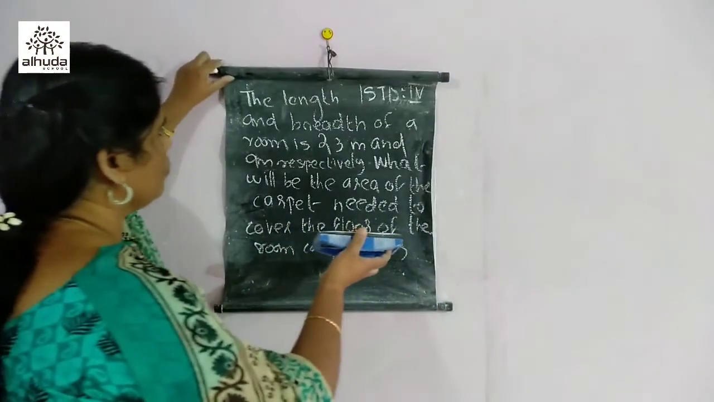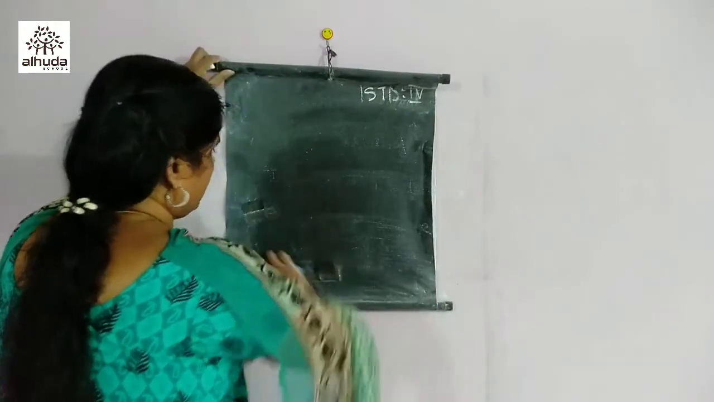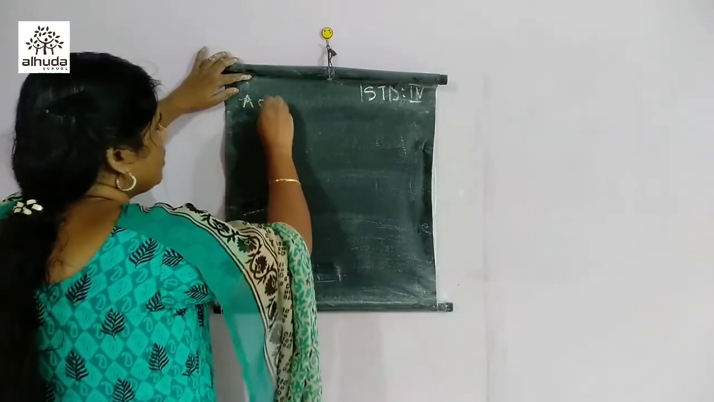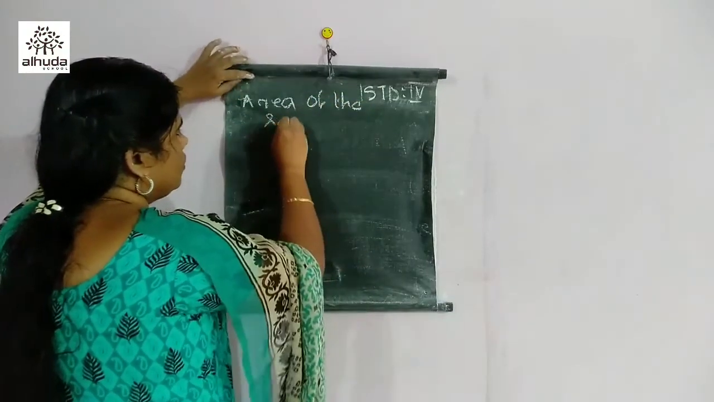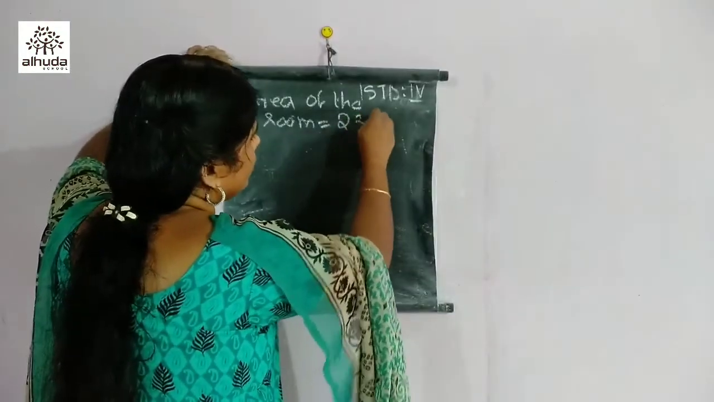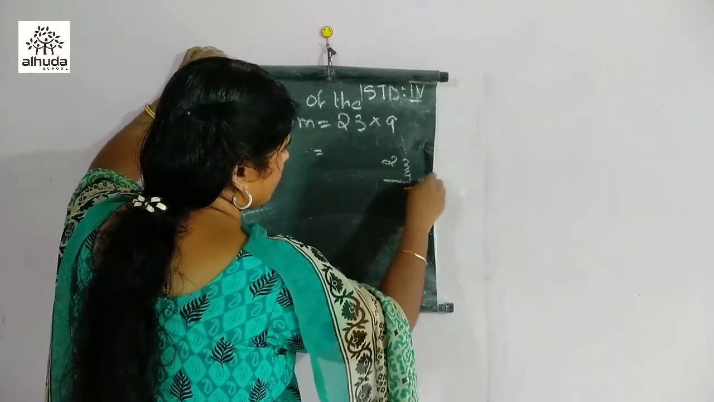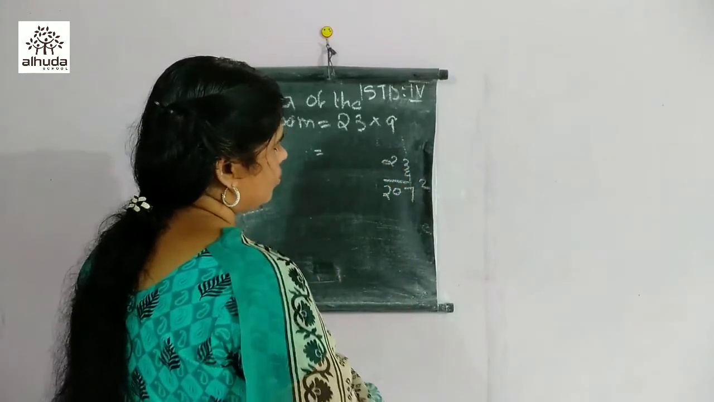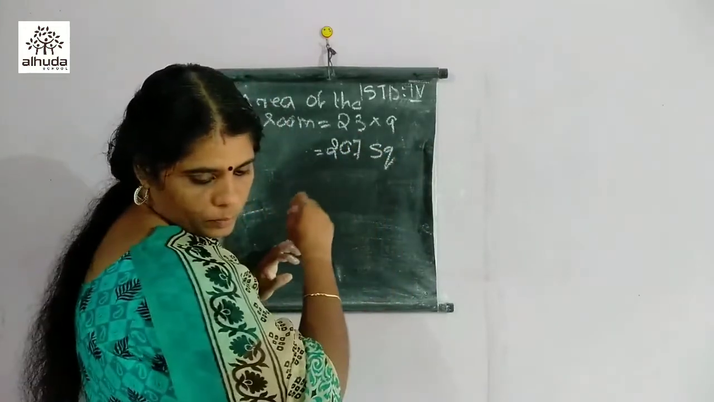So area of the carpet is equal to, first you want to find out the area of the room, that will be the same as the area of the carpet. Area of the room is equal to 23 into 9 is equal to 207 square meter.